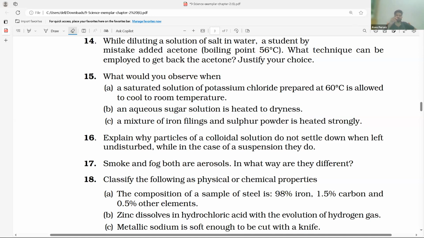Yes, fog is liquid dispersed in gas. Sorry, liquid dispersed in gas. Like water droplets dispersed in gas, so it is fog. And when solid particles like unburned carbon particles get dispersed in air, it forms smoke. Okay, so there is a difference between the dispersed phase.